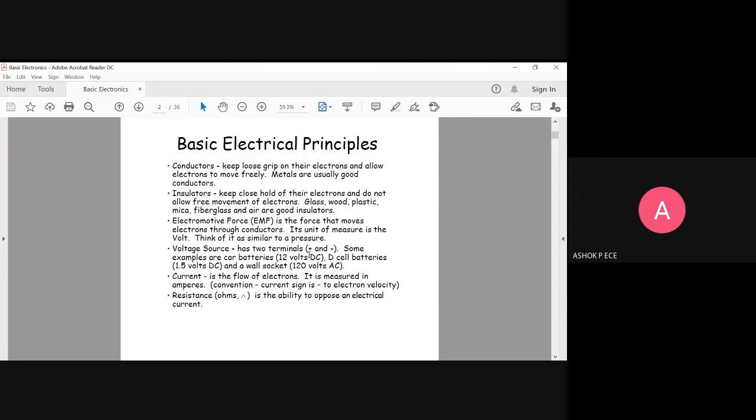You know what is meant by DC and AC? Can anybody say what is meant by DC and AC? Can somebody unmute and say what is DC and AC? Direct current and alternating current. Okay, I'll pick one of you to answer because if everybody unmutes, it's not going to be clear.